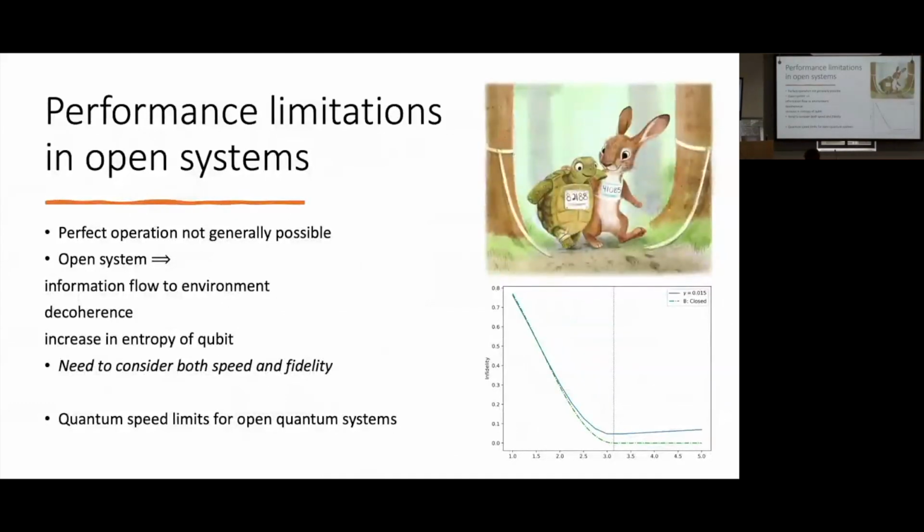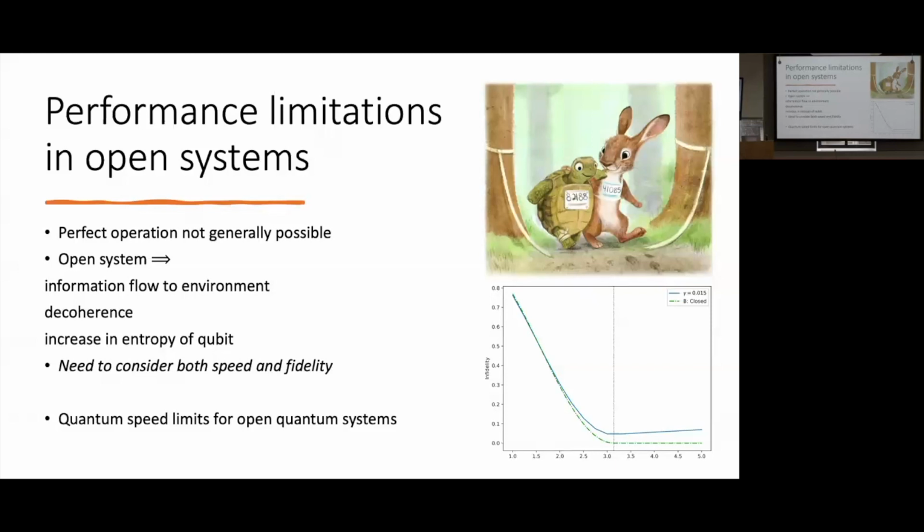Okay, so let's think about what happens if you go to the real world now of open quantum systems. The point is now this thing is not going to be perfect, right? It's an open system. There's going to be some information flow into the environment. There's going to be some decoherence, or the entropy of my quantum system is going to increase, or the purity is going to decrease, as this information flows into the environment. So there's now two things. There's not just speed, but there's how well did you do this. What was the fidelity or infidelity with which you did this operation?